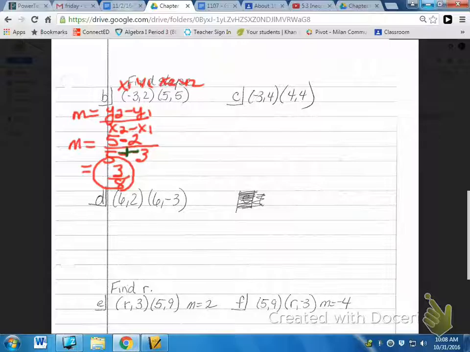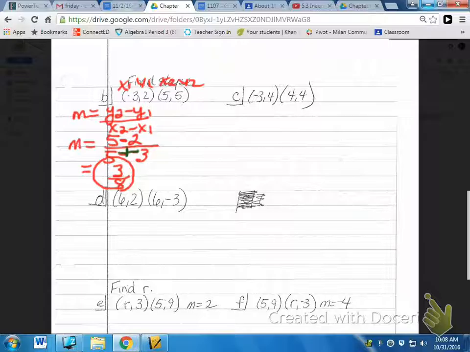Remember, if one of them comes out negative, the top or the bottom, then you bring the negative out in front. If one's negative, then the overall slope is negative. If they're both negative, the two negatives cancel out, and it becomes a positive.